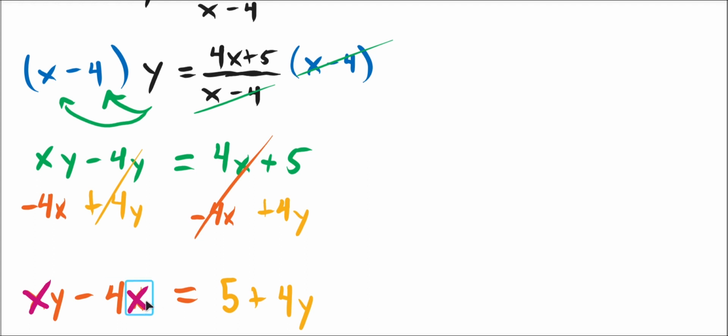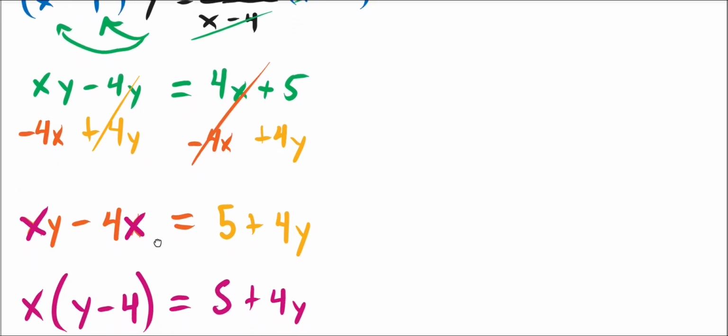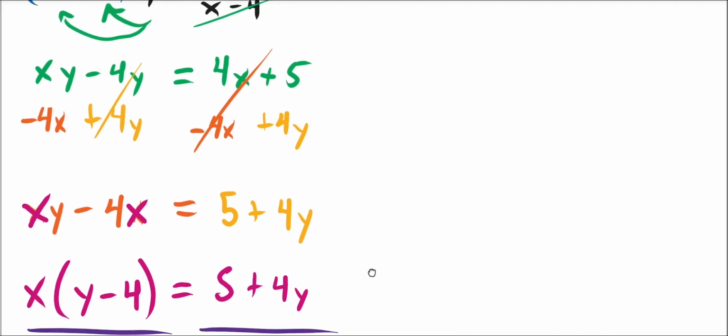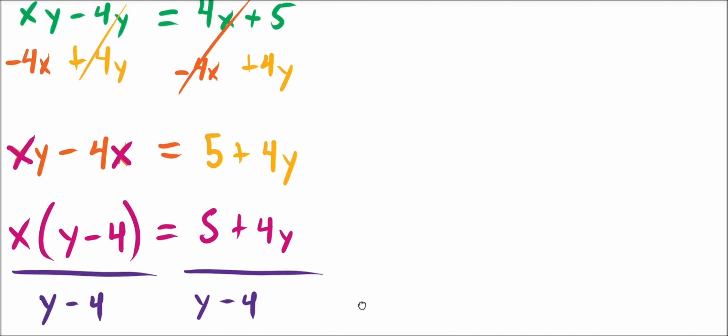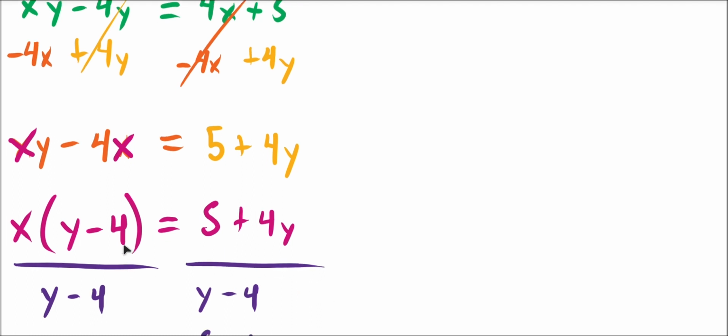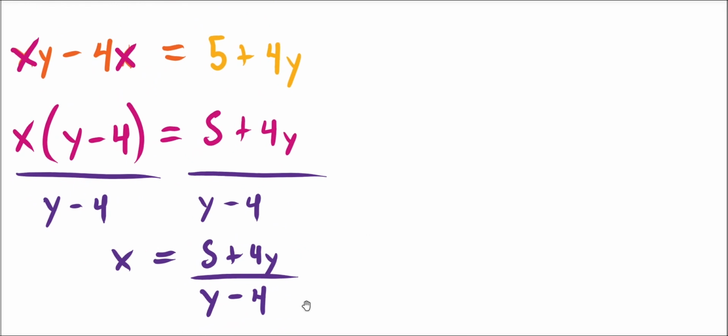I've highlighted the x's to emphasize what we do next, which is to factor out that common x. Once we factor out the common x, we have x almost isolated here. The only thing that's left is to divide away what's multiplying the x. It's being multiplied by y minus 4, so I divide on both sides by y minus 4. And again, that cancels on this side. It cancels to 1, and you're just left with x.